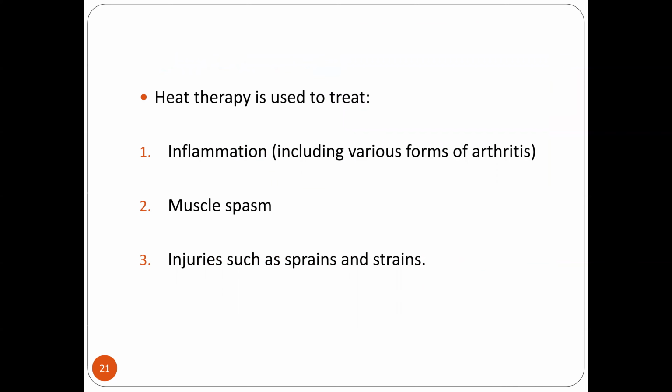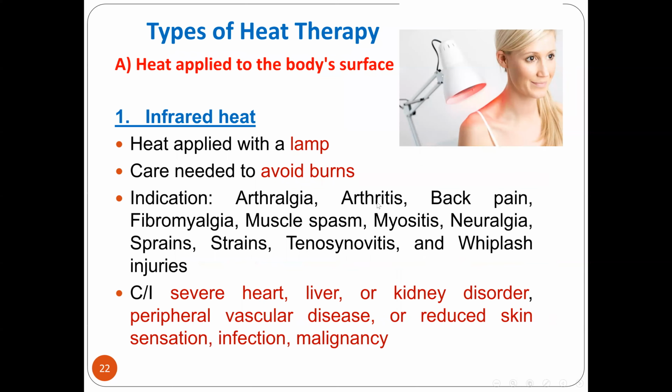What are the uses of heat therapy? Three important uses: inflammation like arthritis, muscle spasm, and injuries like sprains and strains. A sprain is a muscle or ligament injury, while a strain is an injury to the tendon of the muscles.